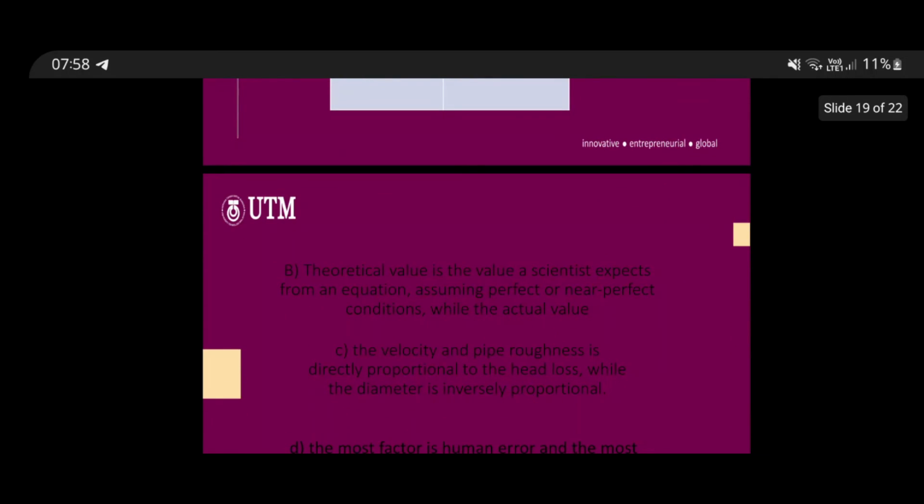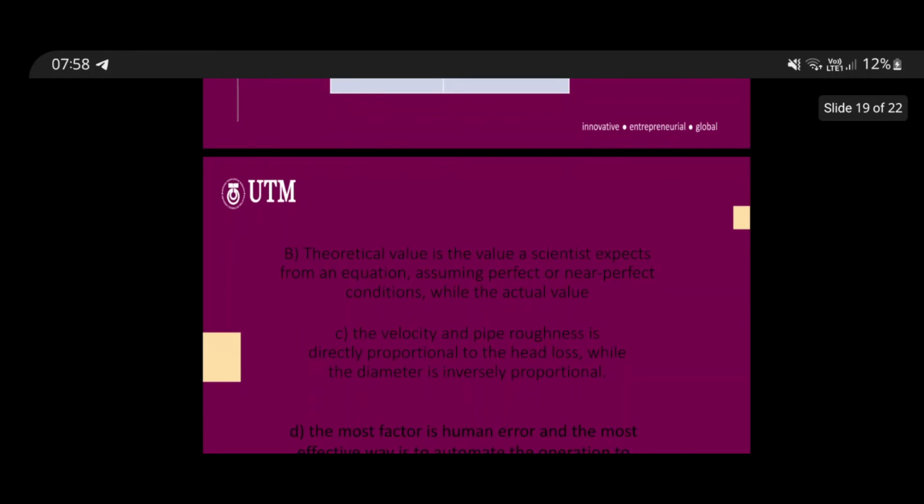So the second point of discussion is what's the difference between the theoretical value and the actual values we have. The theoretical value is the value the scientist expects from the equation, assuming perfect or near perfect conditions, while the actual value is the one they have and calculate in the lab. And of course it's the value that they take rather than the theoretical value, which is just approximate.